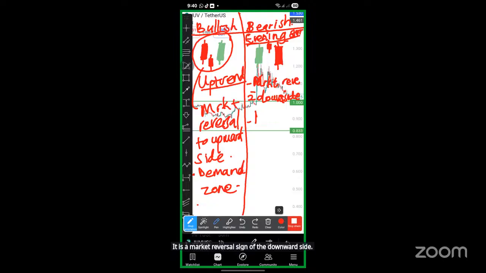It indicates a downward trend, inevitable. It tells that a downward trend is taking over, or the market is changing from being bullish to being bearish. It is always formed at the supply zone, indicating that the market is going to the downward side.